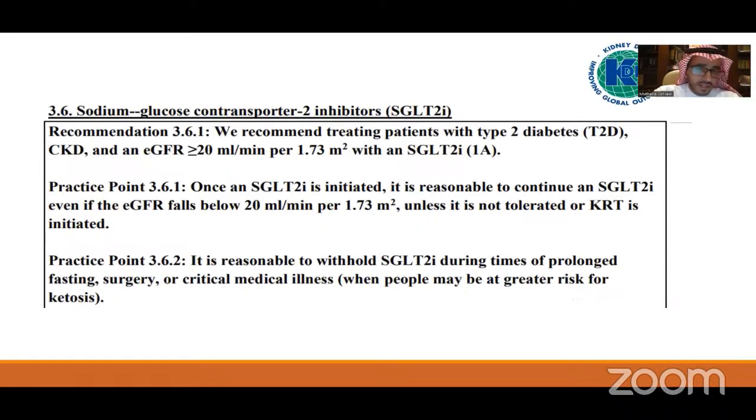So what do the latest KDIGO guidelines say about SGLT2 inhibitors? It is recommended to treat patients with type 2 diabetes and CKD with eGFR of more than 20 with SGLT2 inhibitors, and this is a 1A recommendation. Once an SGLT2 inhibitor is initiated, it is reasonable to continue even if the eGFR falls below 20 until patients reach dialysis.